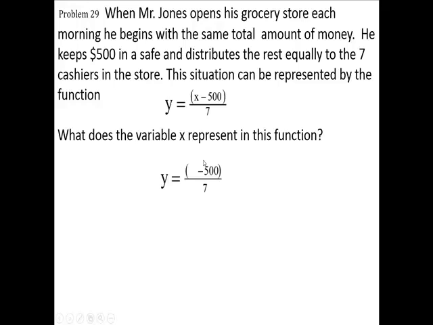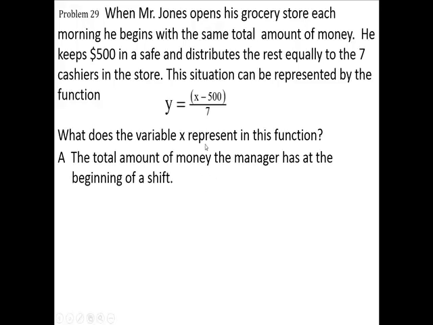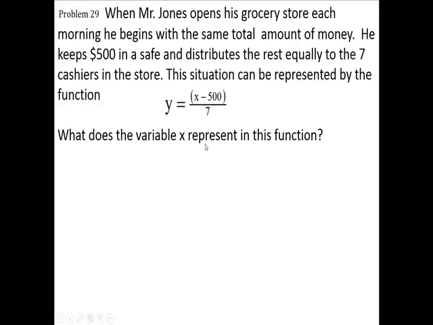All right? Now $500 you put in the safe. Of the total amount of money you have, you put 500 in a safe. There's your 7 cashiers. This is the money each cashier has. The total amount of money looks like that would be the x, doesn't it? You'd have X amount of dollars at the beginning of the day, or the shift. All right, you put 500 in a safe, and the rest of it you divide among 7 people here.